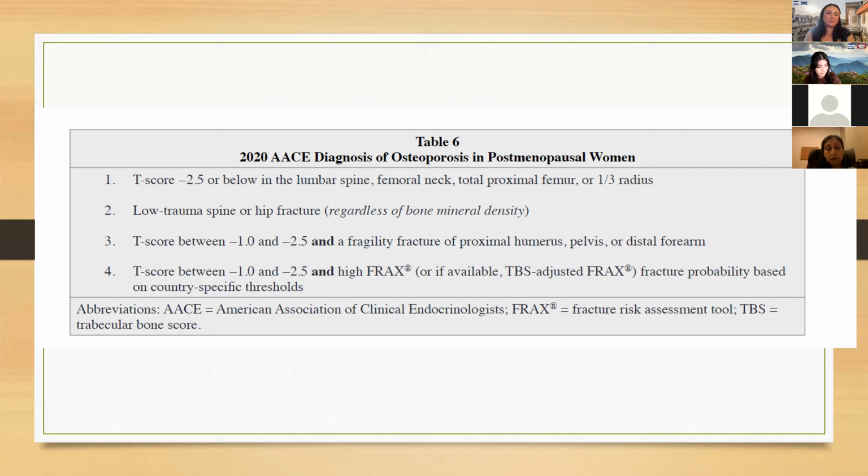If you have a T-score between -1 and -2.5, which is in that osteopenia range, and a fragility fracture of the humerus, pelvis, or distal forearm, again, this would define osteoporosis and they would meet criteria for treatment. And then the last one is a T-score between -1 and -2.5 and a high FRAX. The FRAX is a fracture risk assessment tool, which we're going to go through.